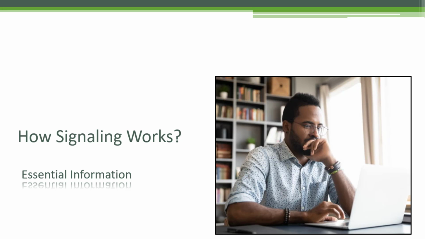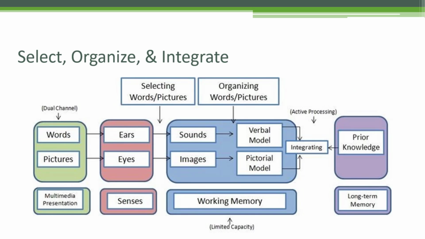How signaling works. Signaling directs learners' attention visually to focus on the essential information. It is the first step in multimedia learning according to the cognitive theory of multimedia learning. This is important because it lessens cognitive load on the working memory, as it first selects the crucial ideas, next organizes the novel information into categories and mental models, then integrates the categories and mental models with prior knowledge and long-term memory to create schema.